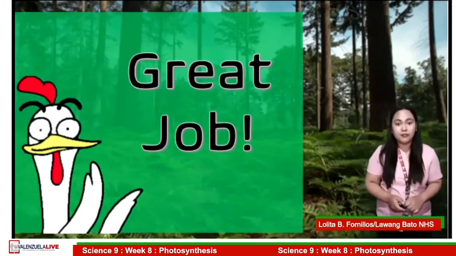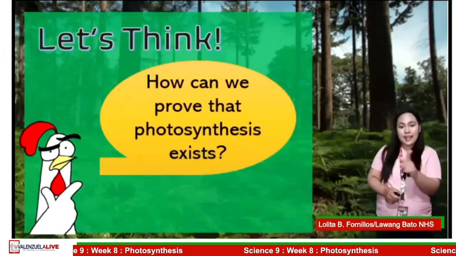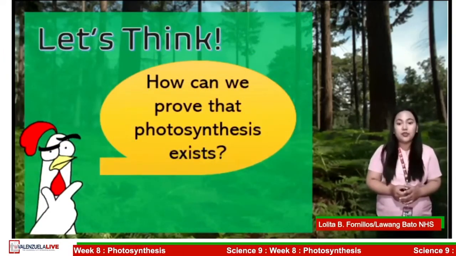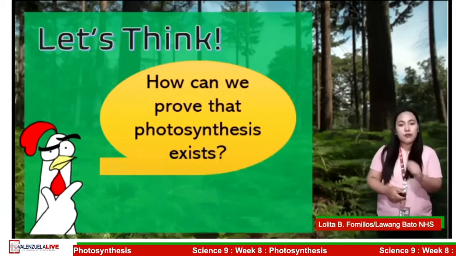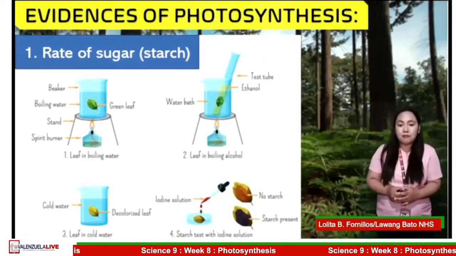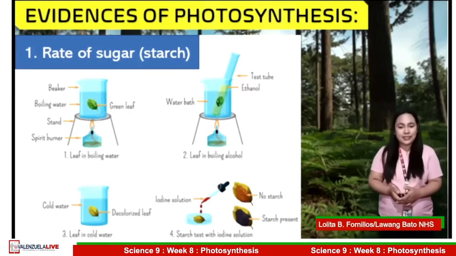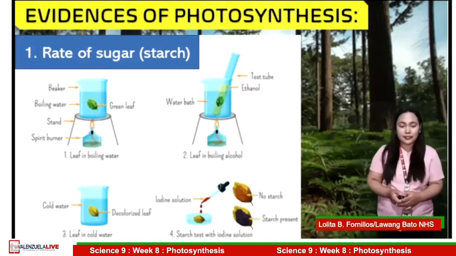Now, let's think again. How can we prove that photosynthesis exists? In science, evidence is important to prove the existence of a specific event. In photosynthesis, the presence of sugar in the form of starch in the leaves is a strong evidence that plants undergo photosynthesis. Starch can be detected by the iodine test.